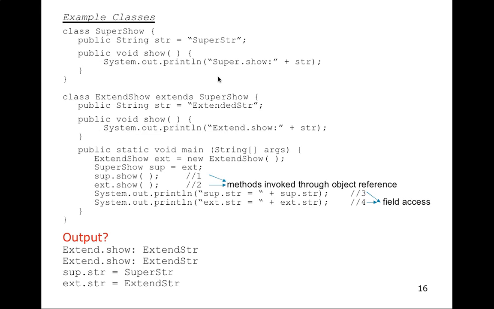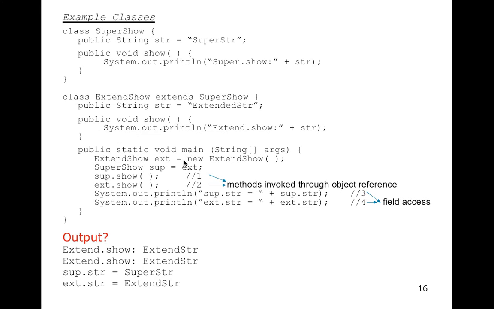I don't like these examples in here. I'll show you some better ones. This is essentially showing you different object types running the same method. Up here we have SuperShow. SuperShow has a show method. And then we have ExtendedShow, which extends SuperShow, and this one has a show method too. Two methods with the same name tied to two different classes. One of them is a subclass, the other one's a superclass.